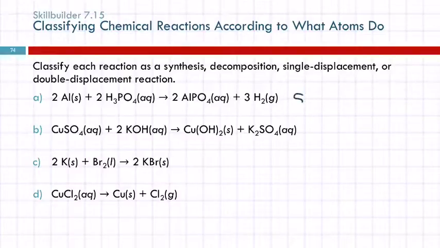I'll call that SD. How about the next one? Copper sulfate, potassium hydroxide, forming copper hydroxide, potassium sulfate. Double displacement. Here we've got copper coming in with sulfate, leaving with hydroxide, potassium coming with hydroxide, leaving with sulfate. That's double displacement.